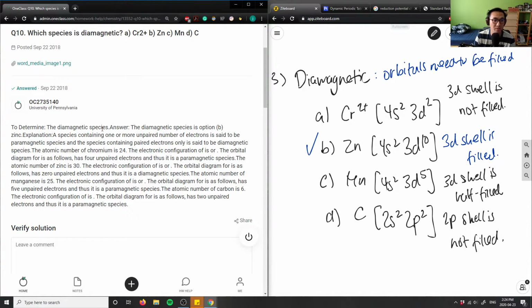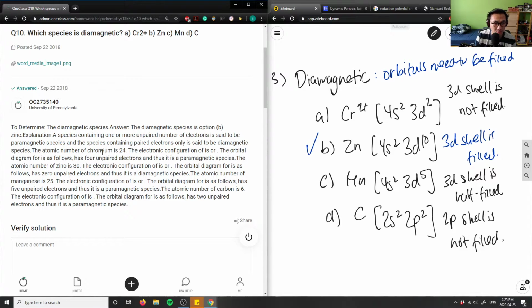So let's look at the solution here. We're determining the diamagnetic species. So the answer is B. A species containing one or more unpaired electrons is paramagnetic, so these are not filled. And a species containing only paired electrons is diamagnetic. Di is again 2, magnetic is just magnetic. So all the electrons are paired in this case, and it's filled in terms of the shell.